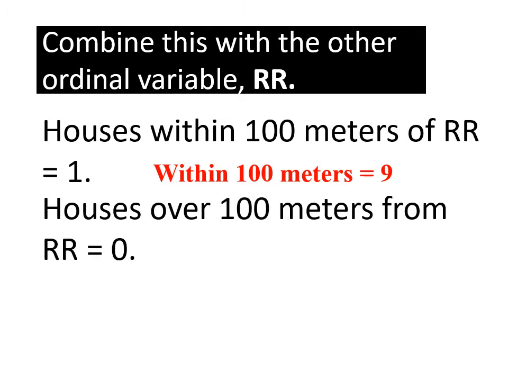And those houses we gave a 0. So we should have 24 of those, right? And 24 plus 9 equals 33. We always want to be able to add up all of these observations to come up to our total sample size as a way to check our work.